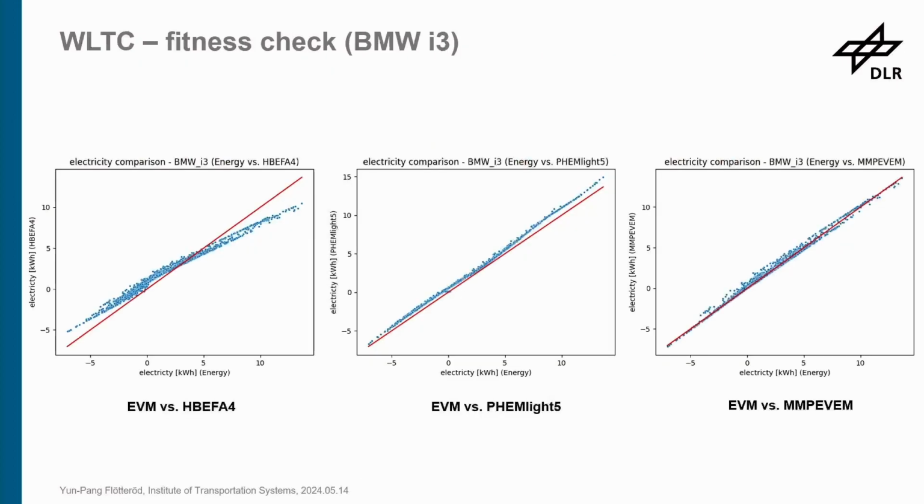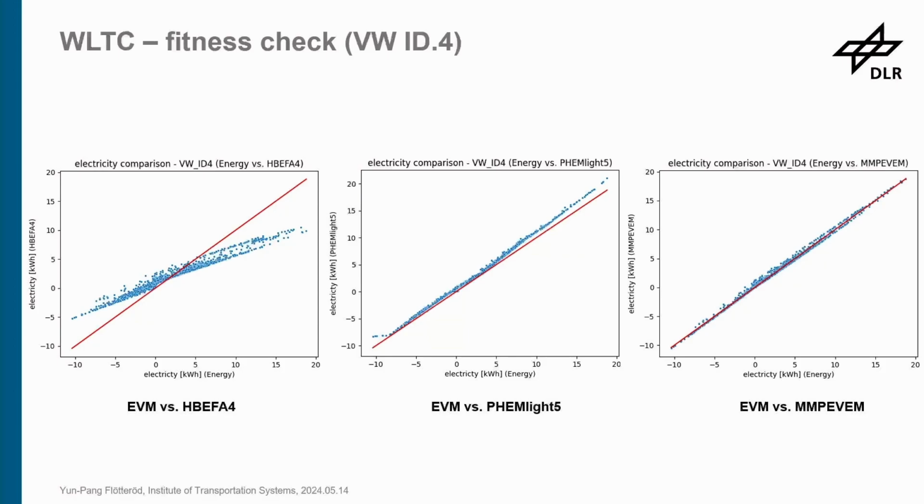And in addition, we also did the fitness check by scatter plots. And here we can see that the estimates of EVM and MMP EVMs agree quite well to each other. And regarding HBEFA 4 and the PHEMlight 5, we see that the overestimation or underestimation is more or less systematic. So we look further at the results of the heavier vehicle, the VW ID4, and it is almost the same situation, the same phenomenon we can see again.